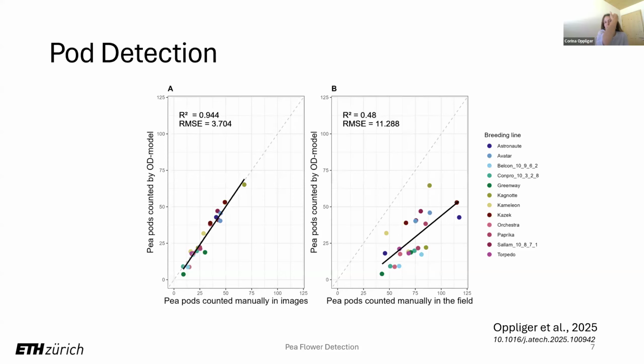Okay, we also did the same for pod detection. As I've said before, we also annotated pods, but with only one time point of ground truth data. That's why there are fewer time points. And as you can see, the detection of pods in images on the left side was quite high, but when we compared it to the ones in the field, it was significantly lower. This is clear because the pods of the pea are more in the canopy, while the flowers are more on top. So that's why we decided to go further with flowers.